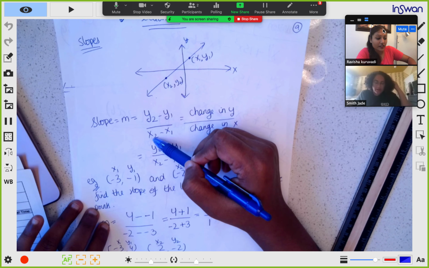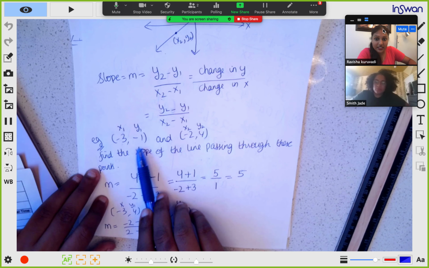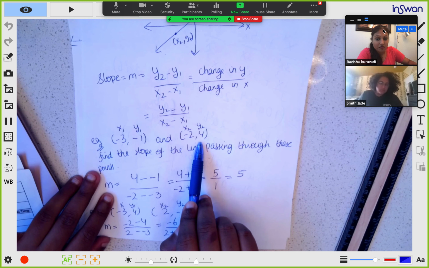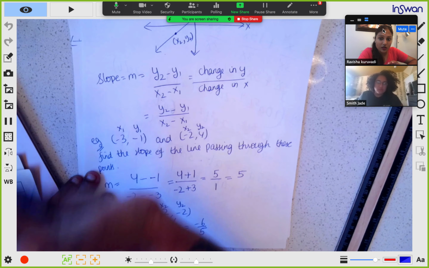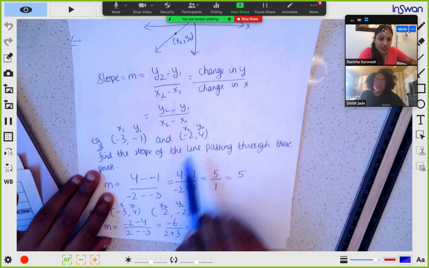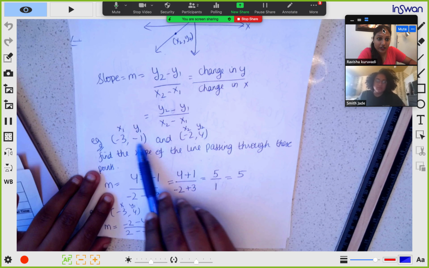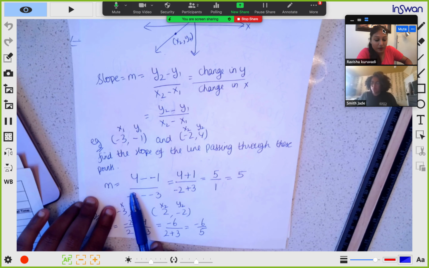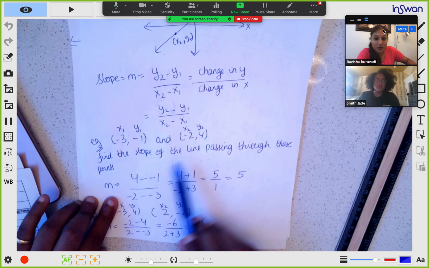So we did an example here: -3, -1, -2 and 4. It's up to you which one to choose as x1, y1 and which one as x2, y2. I can choose this one as x1, y1 and this one as x2, y2. Put it in the formula: m is equal to, I choose this as y2, right?